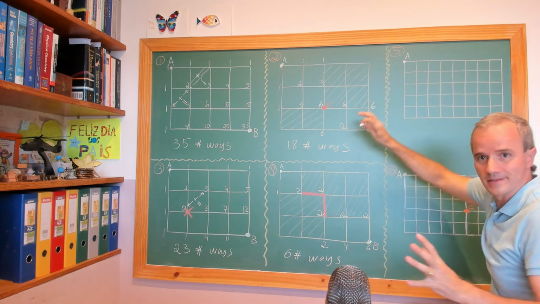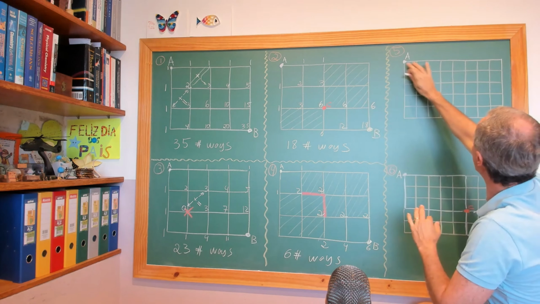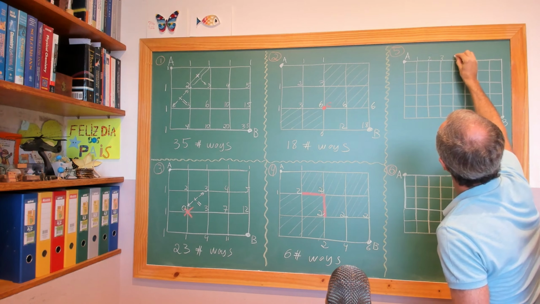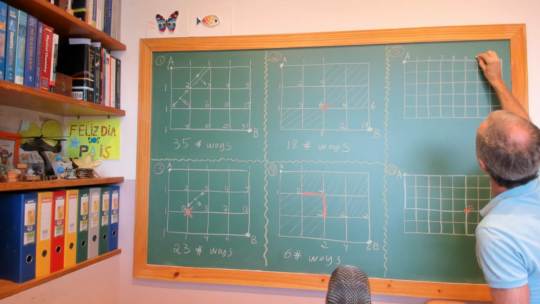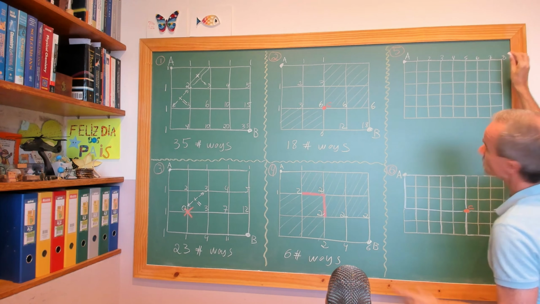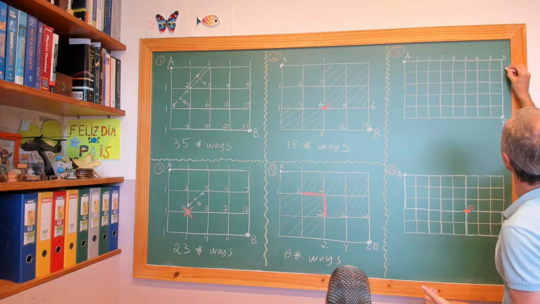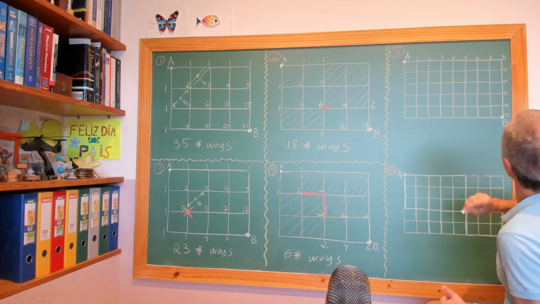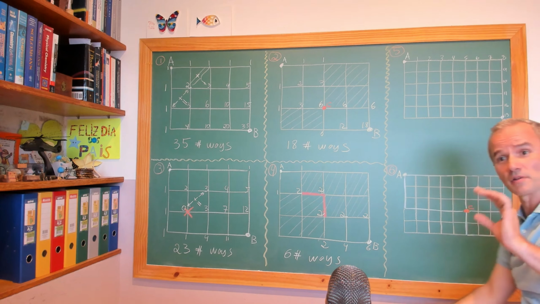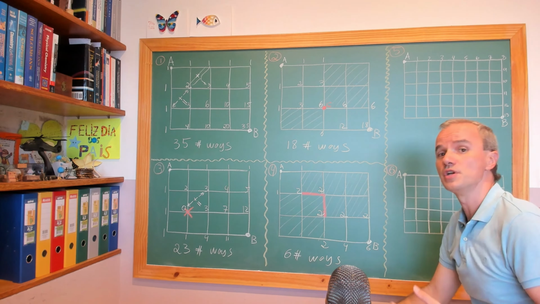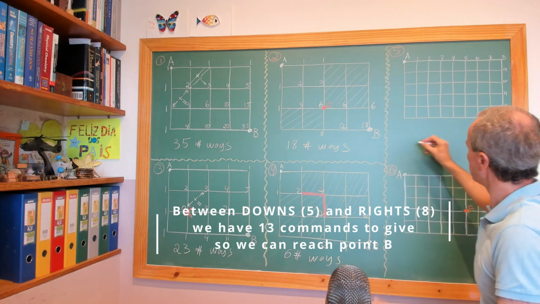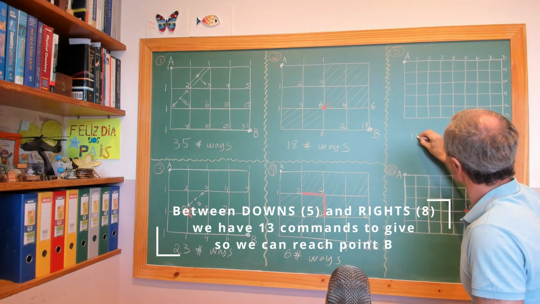Now, how many ways are there to go from A to B? 1, 2, 3, 4, 5, 6, 7, 8 horizontals. Continuing: 9, 10, 11, 12, 13. This is a 13. So there are 13 paths which I can choose to go from A to B. So 13 factorial.